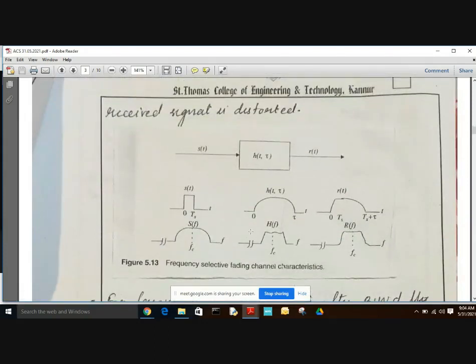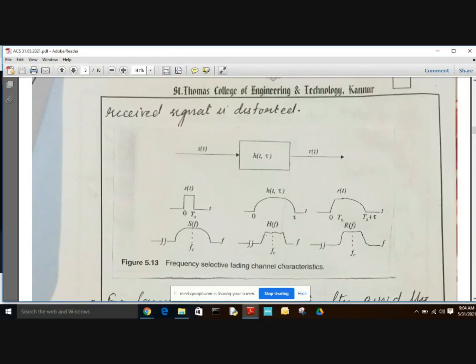Here we can see that the bandwidth of the signal is greater than the channel bandwidth. H(f) is the channel impulse function. So we can see that S(f) has a greater bandwidth than H(f), or the transmitted signal has a bandwidth which is greater than the channel bandwidth. Hence we can see that the received signal R(f) is different from S(f), what we have transmitted.